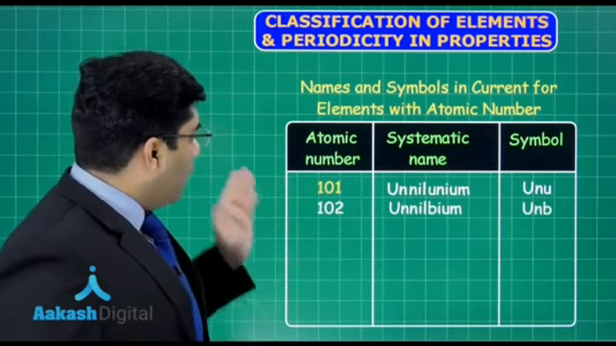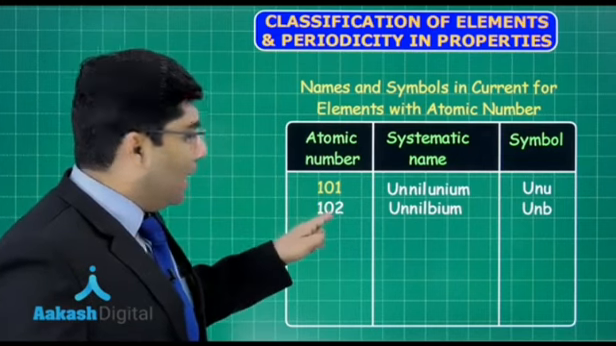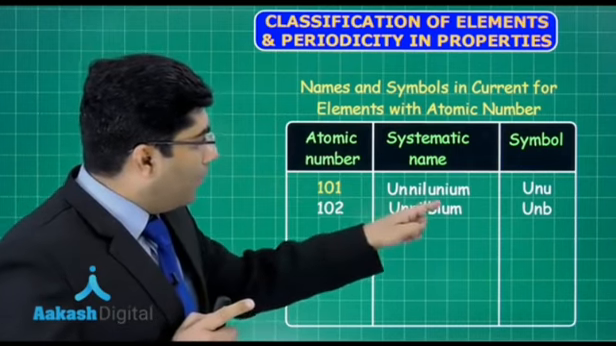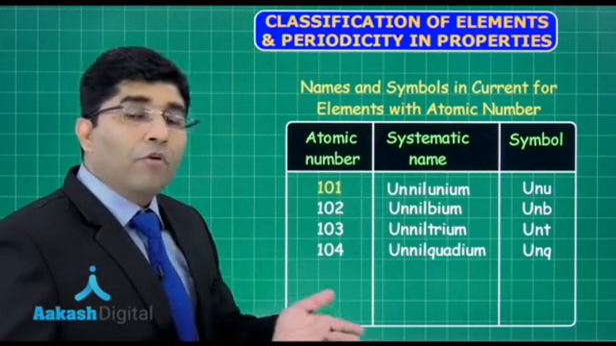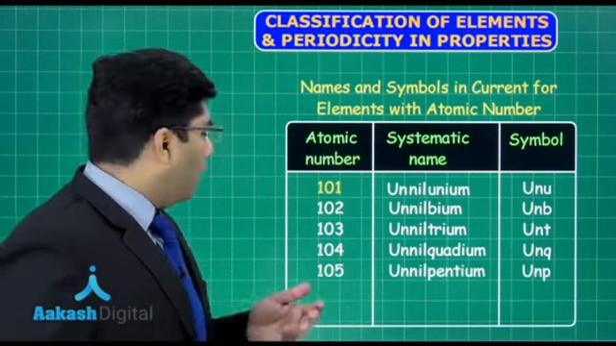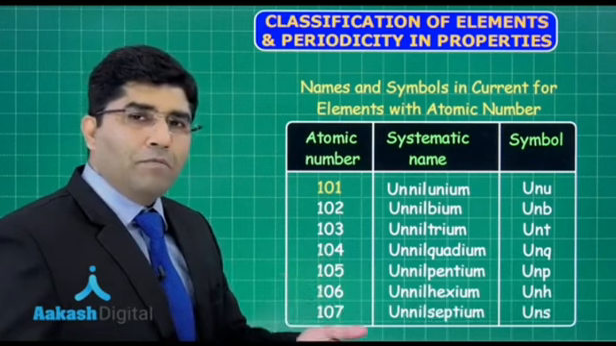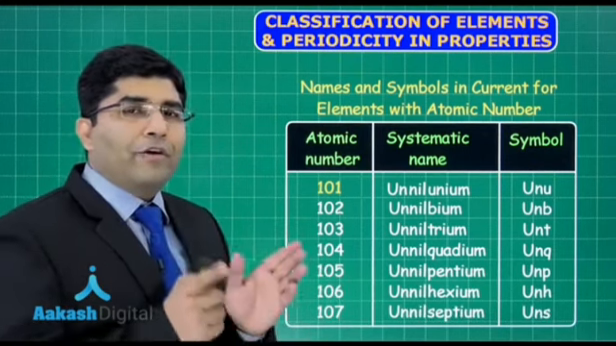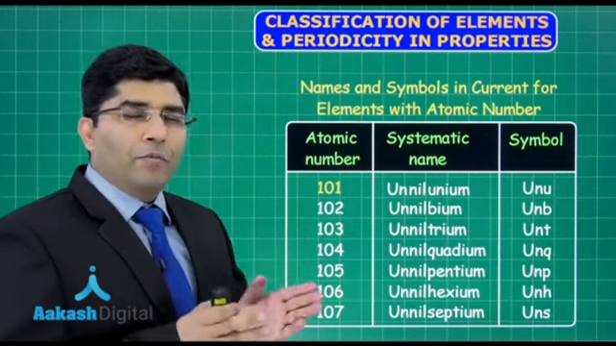Similarly, for 102, it is un, nil, bi and again ium. So un, nil, bium, symbol U, N, B. 103 is un, nil, trium. 104 is un, nil, quadium. Similarly, it goes on: 105, un, nil, pentium; 106, un, nil, hexium; 107, un, nil, septium, and so on. Like this, we can find the IUPAC name of an element having an atomic number more than 100.